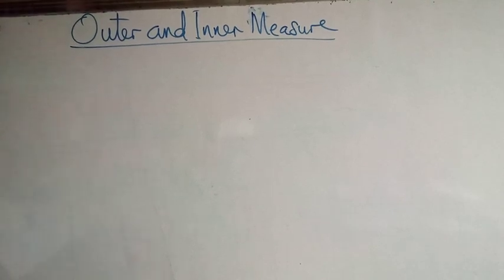In this video, I want to talk about outer and inner measure. Now, the concepts of outer and inner measure in measure theory are terms used to describe how we can approximate the size, typically length, area, volume, and so on, of a set, especially when the set is complicated or not nicely measurable. So that is when we use the concept of outer and inner measure.